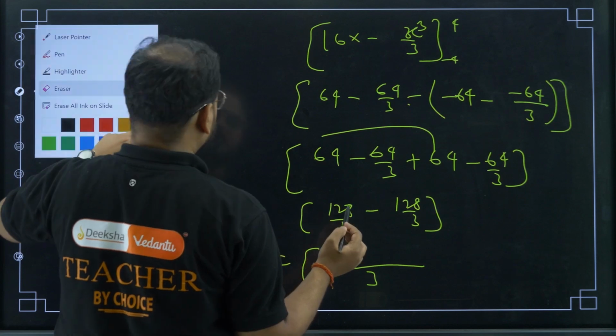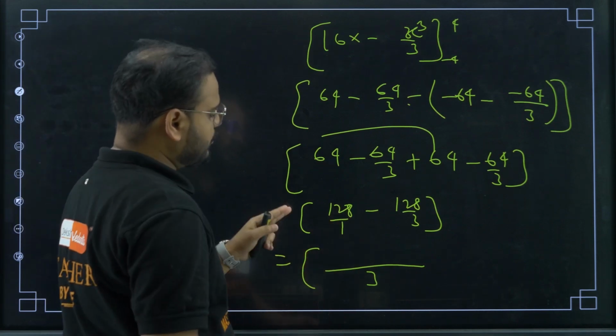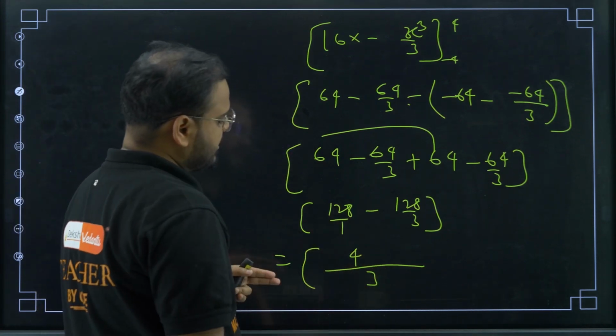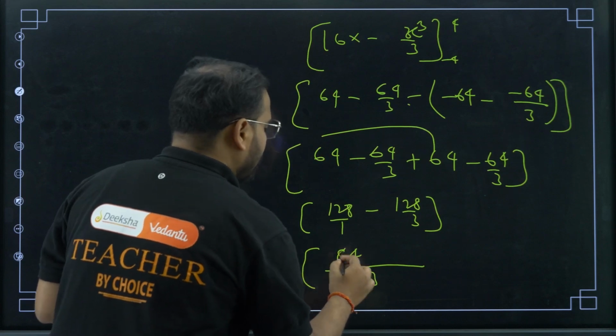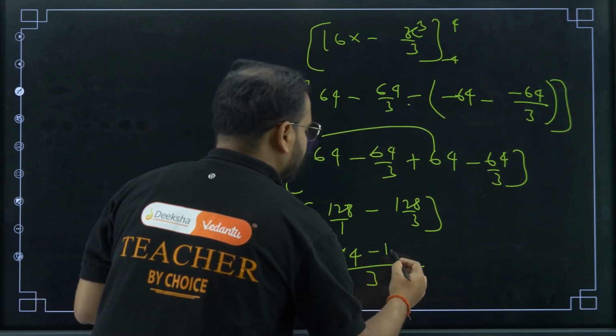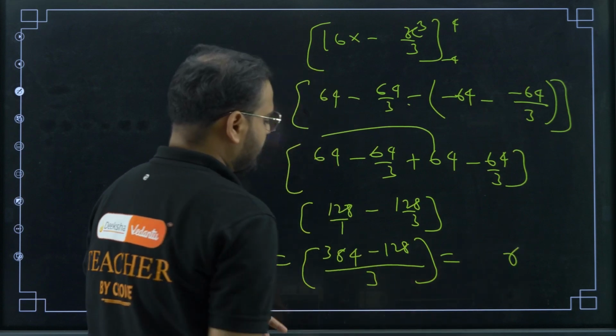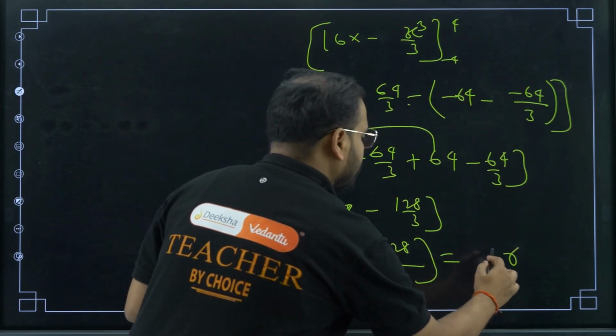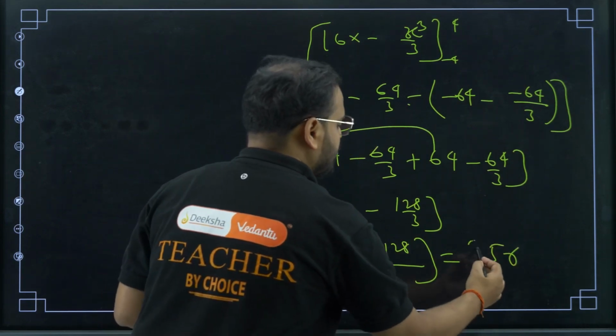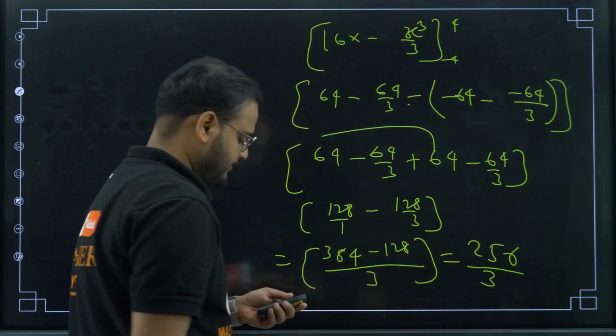I'll do this multiplication again. 8 threes are 24. So in hand, 2 carries 2. 3 twos are 6, then. So 24 carries 2. 3 twos are 6, plus 2 is 8, and 3 ones are 3. 384 minus 128. Please check the answer. 14 minus 8 is 6, bacha. Okay. 7 minus 2 is 5, bacha. Okay. And 3 minus 1 is 2, bacha. So the answer is 256 by 3.